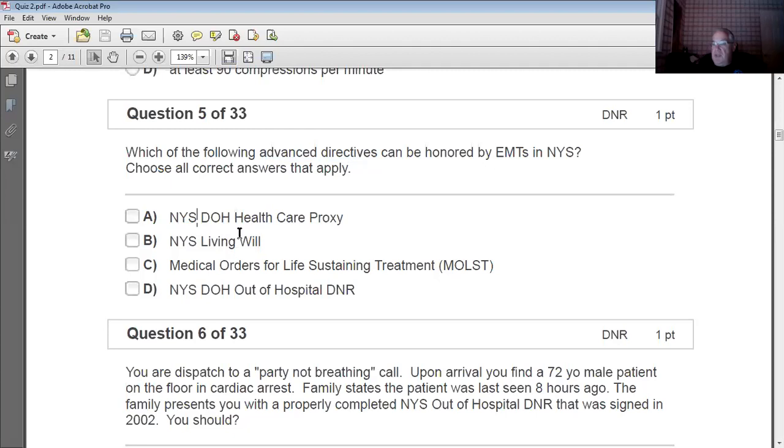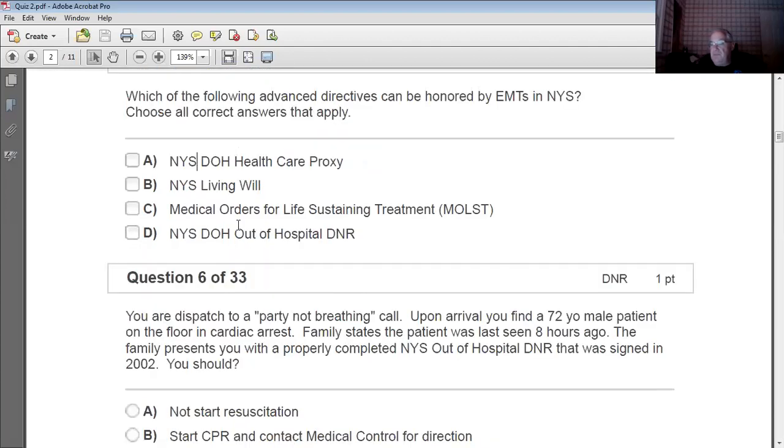But if these are properly filled out, you would want to bring them, again, you're not going to know that they're properly filled out, but you're going to want to have the family bring these to the hospital, because in the hospital, they will honor these. We just can't honor them in the field.